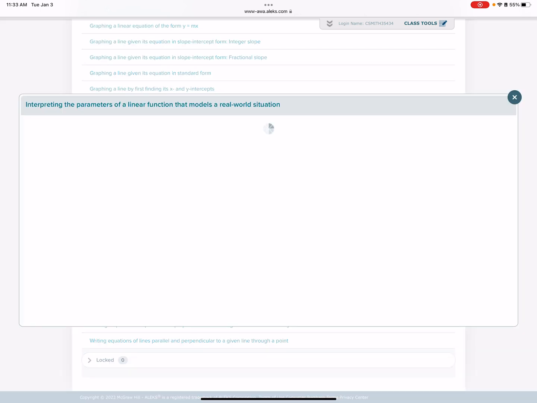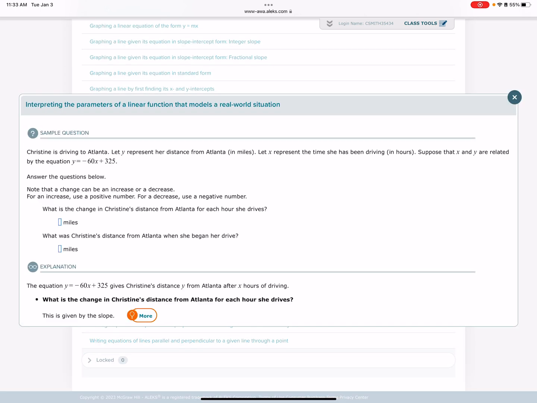Okay, interpreting the parameters of linear function models in a real-world situation. Christine is driving to Atlanta. Let y represent her distance from Atlanta in miles, and x the time driving in hours. Suppose that x and y are related by this equation. So, answer the questions below.